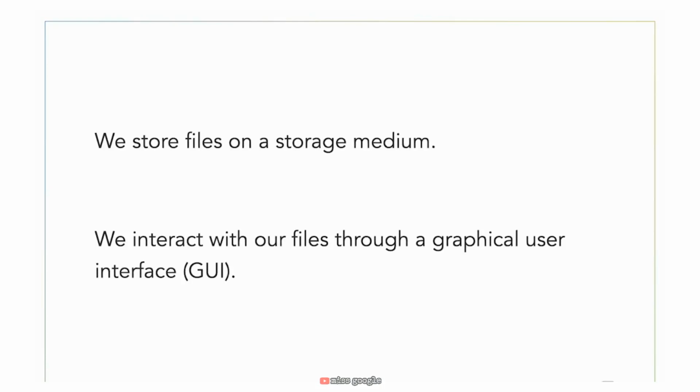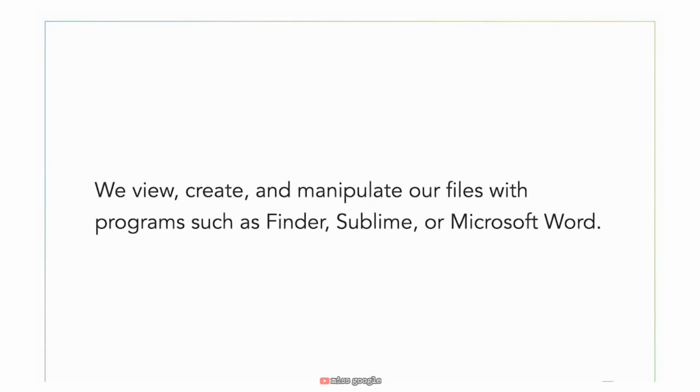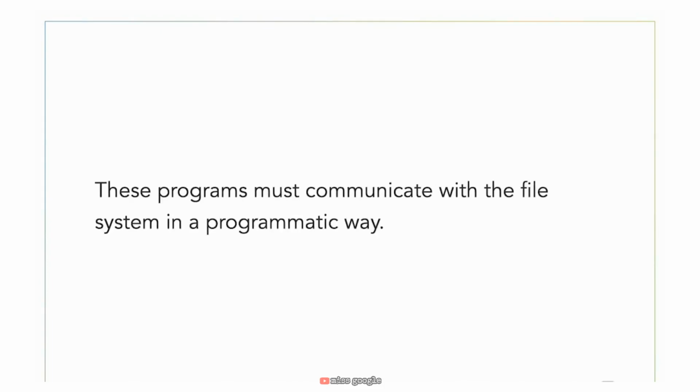With a file system, we can store and organize files on a storage medium, such as a drive or memory card. Usually, we use a GUI, or graphical user interface, to interact with our file system, clicking into folders or on files to view them. The Finder on Mac provides us with an easy interface to view our folders and files. To create or modify a file, we'll often use another program, such as Microsoft Word or Sublime. These programs must communicate with the file system in a programmatic way so that the work is actually saved to your machine. You can also create programs that read and write data to files.